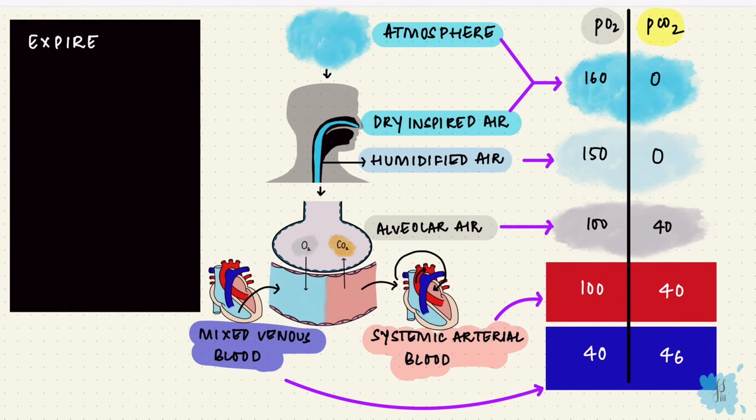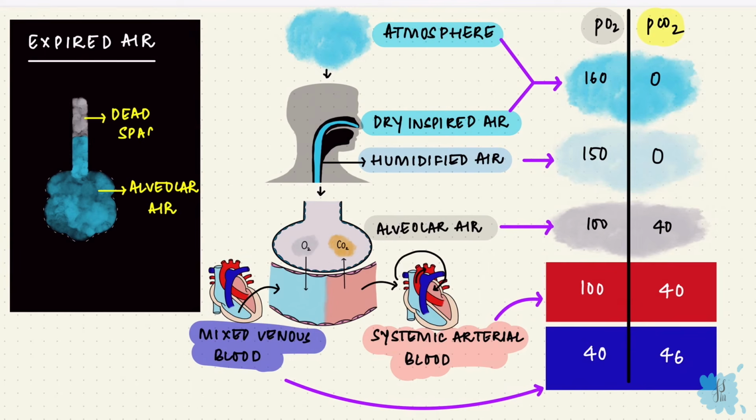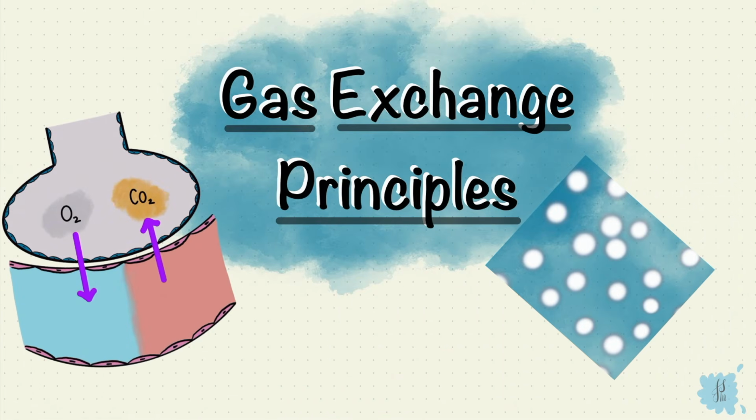Lastly, the expired air. That's the alveolar air, along with the dead space air, where gas exchange doesn't take place. So it's similar to humidified inspired air. So in alveolar air, oxygen is 100, carbon dioxide is 40, and in the humidified inspired air, oxygen is 150 and carbon dioxide is 0. Expired air is between the two, with an oxygen of around 120 and carbon dioxide of around 27. And those are the principles guiding gas exchange.